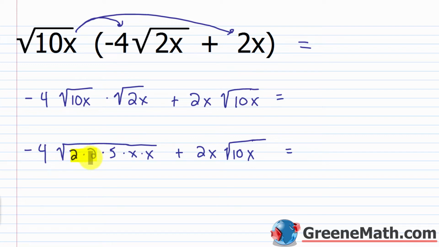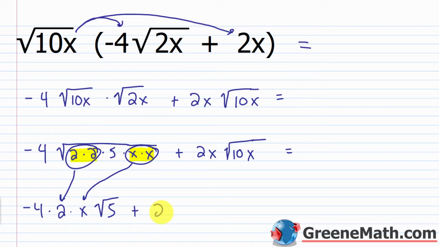So 2 times 2, square root of 2 times square root of 2 is 2. So for each pair, 1 comes out. And then if I have x times x here, 1 x would come out. Square root of x times square root of x is x. So I'd have negative 4 times, again, one of these is going to come out. One of these is going to come out. So negative 4 times 2 times x, and then times what's left under that square root symbol, which is 5, so times square root of 5.